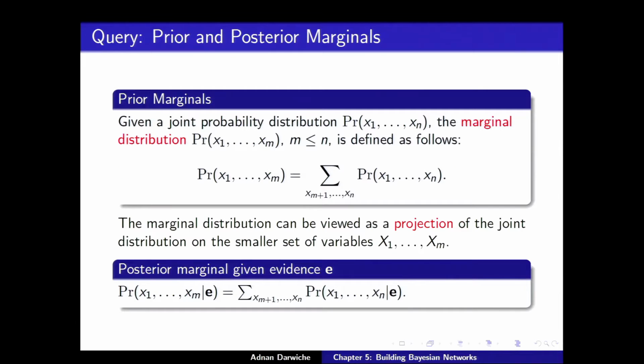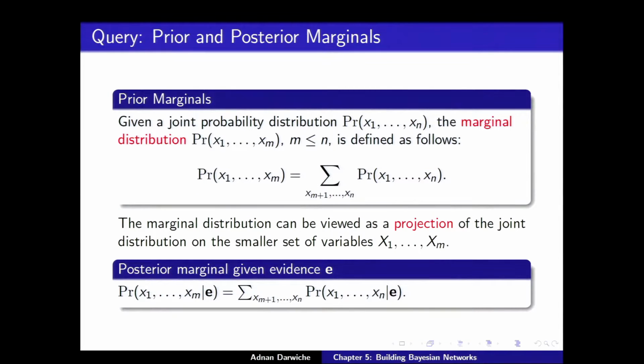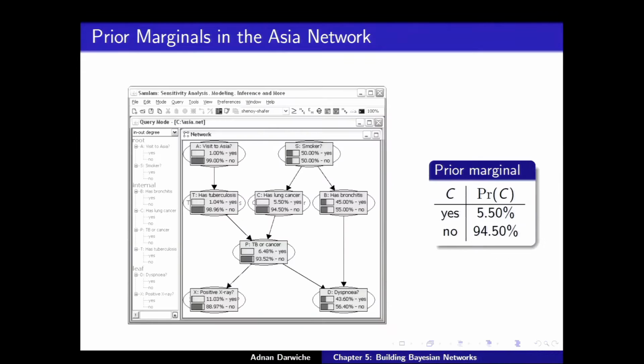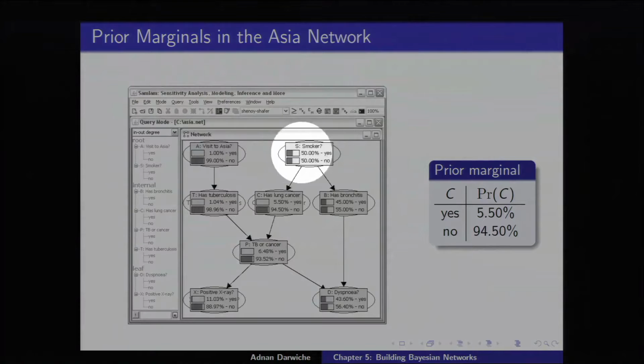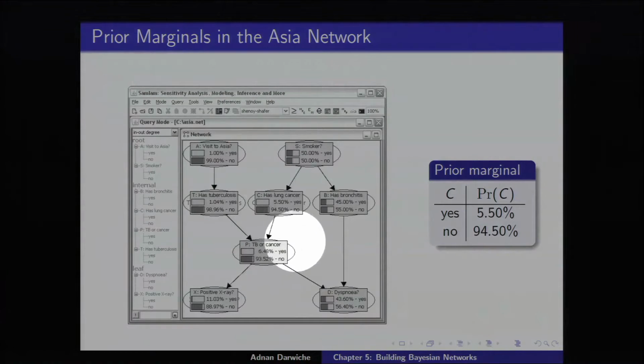And the second class of queries is what people call prior and posterior marginals. Let me first show you that visually before I show you the equation. What's going on here is I have the model or the Bayesian network, which, by the way, has 1, 2, 3, 4, 5, 6, 7, 8 variables. So this network is specifying a distribution over these 8 variables. But what people are typically interested in is the distributions over individual variables. So is the person a smoker or not? What's the result of the positive X-ray?